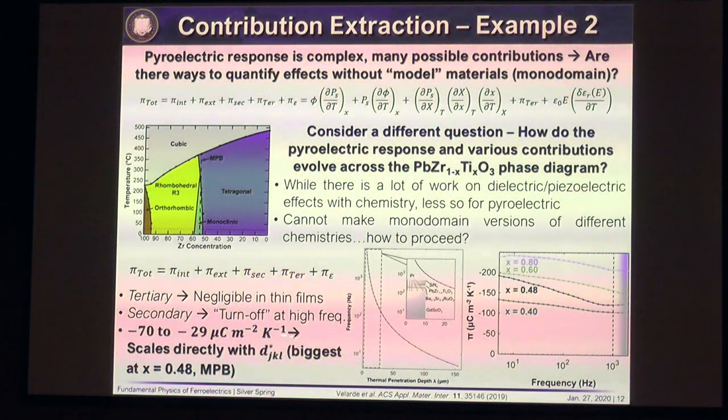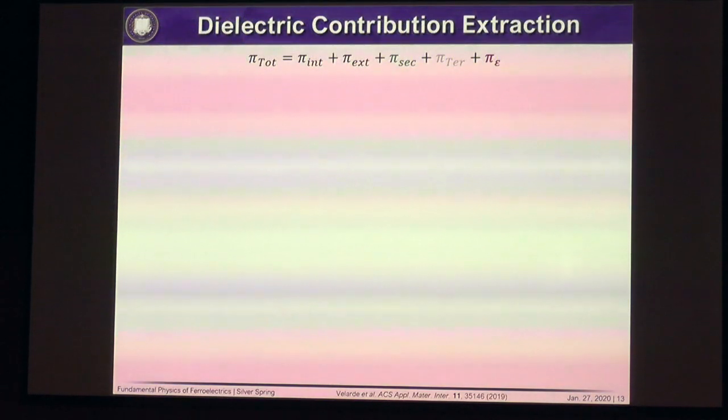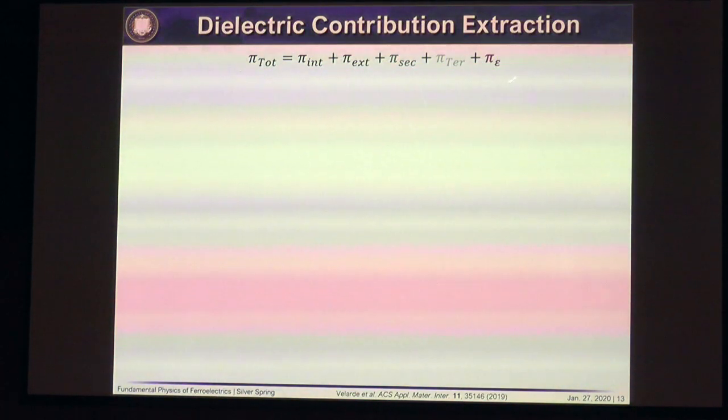And these scale, as you would expect, directly with the magnitude of the piezoelectric coefficient. So it's biggest near the MPB, where we have the biggest strain-induced changes in polarization. So tertiary, secondary, we can take care of relatively quickly. What about the dielectric response in these materials?